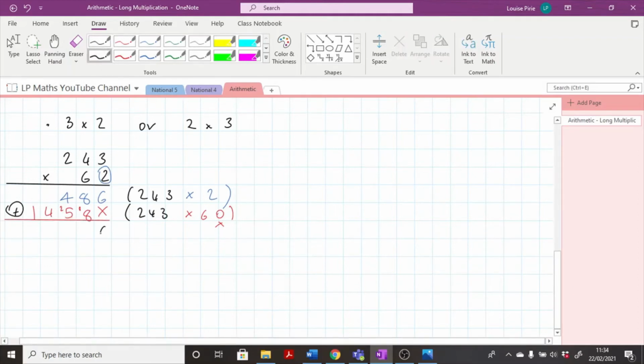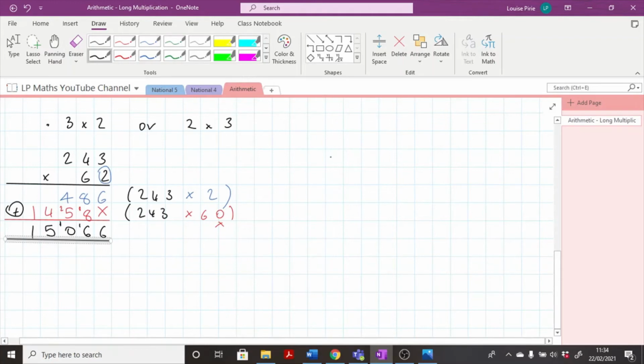We get 6 plus 0 is 6. 8 plus 8 is 16. Remember, we're not using these small carry-on digits. We don't need them. 4 plus 5 is 9. Plus your 1, which you do need to carry over here, is 10. 4 plus 1 is 5. And we have 15,066. And that's your final answer for this.